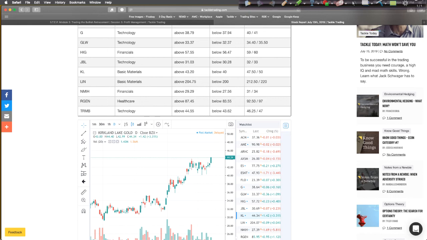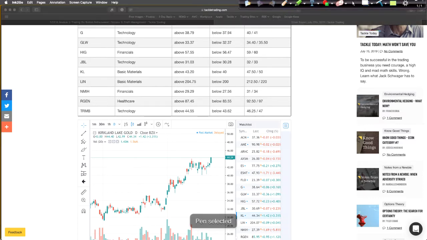All right, let's talk about some profit taking and profit management and how to sell the position once it reaches the profit objective. So I got triggered into this trade on KL, Kirkland Lake Gold here, off of this week's scouting report, moving in the right direction. Caught it on the breakout.